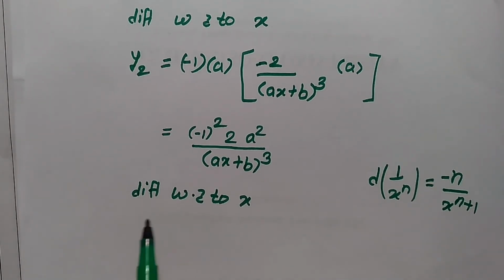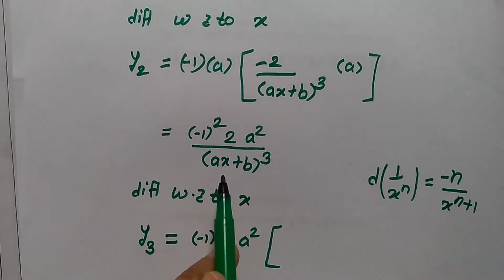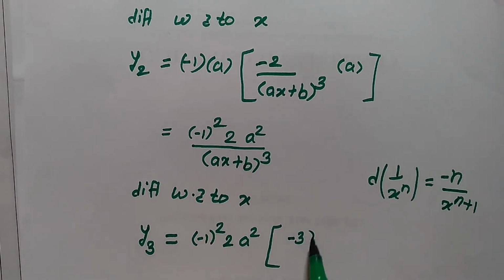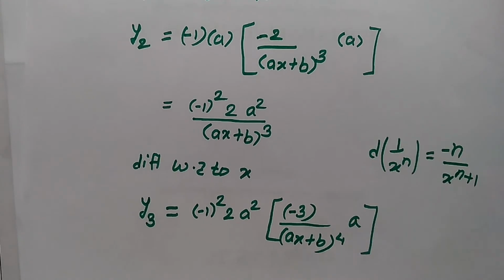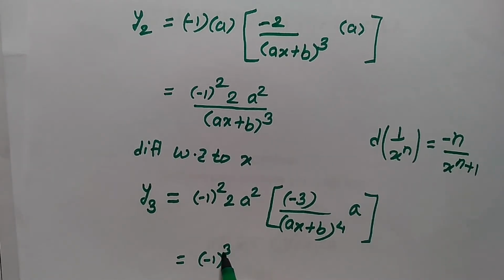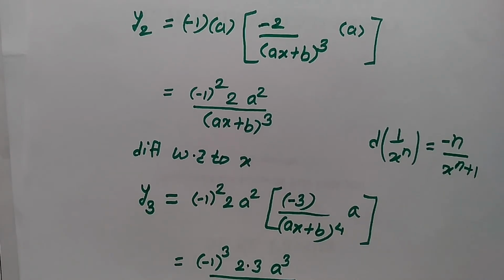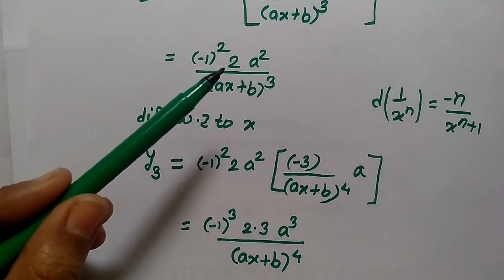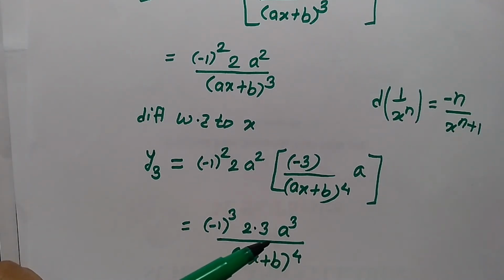Therefore, again differentiating this term, we get y3 equals minus 1 square times a square as it is, and the derivative of 1 upon (ax plus b) bracket cube is minus 3 divided by (ax plus b) raised to power 4, again the derivative of this term, so we get a in multiplication. So we get minus 1 cube times 2 into 3 a cube divided by (ax plus b) raised to power 4. Now if you observe this term, here we get in multiplication 2, then 3, and in the next term we will get in multiplication 4.